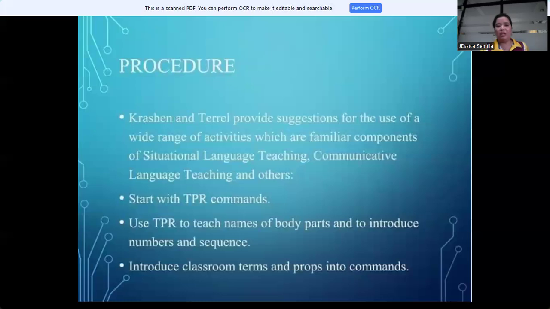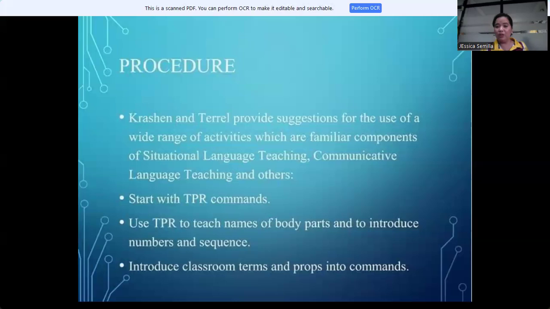As for the procedure, Krashen and Terrell provide suggestions for the use of a wide range of activities which are familiar components. Situational language teaching and communicative language teaching are also under the natural approach, meaning they try to use the language focus while putting it in a conversation. Here, for the pre-stage, they start with TPR commands and then move on to the situational and then the communicative language teaching. So use TPR to teach names of body parts and to introduce.